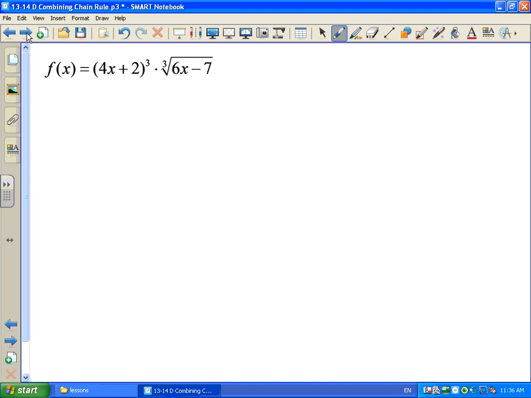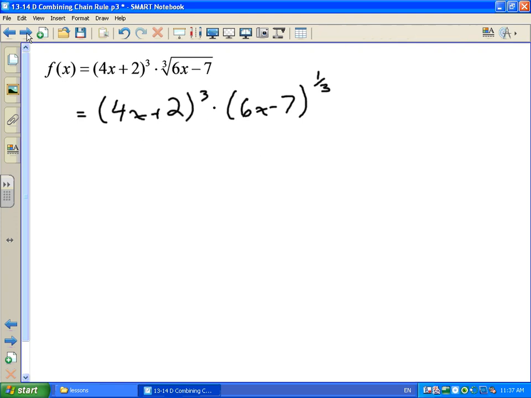F of x equals (4x plus 2) all cubed, times the cube root of 6x minus 7. Okay? And I want to find the derivative of this. We'll just do this one without writing out what the separate functions are. But before I start taking my derivative, what should I do to make this one a little bit easier here? 6x minus 7 is a root, and I'm going to want to write that root as an exponent. So this will become (4x plus 2) cubed times (6x minus 7) to the exponent 1/3.